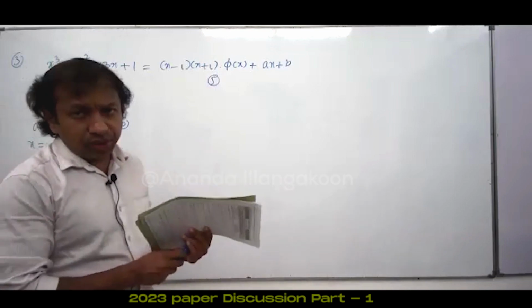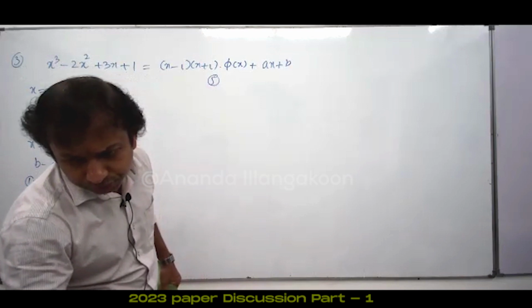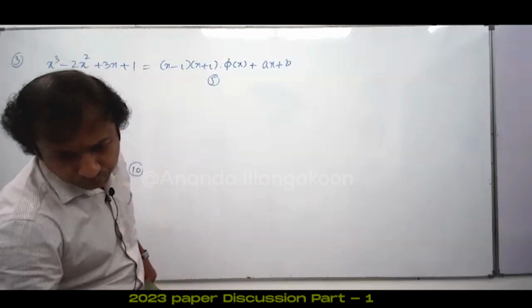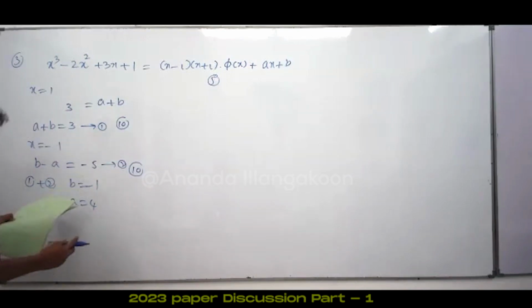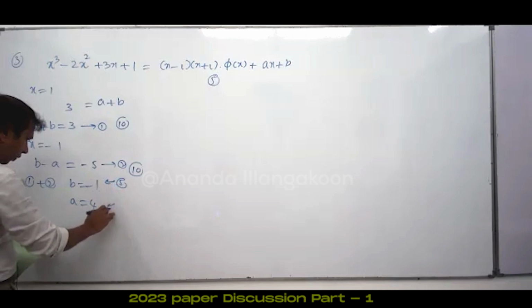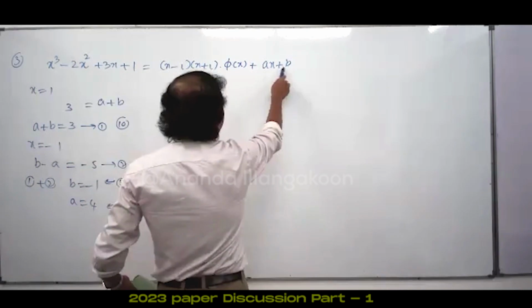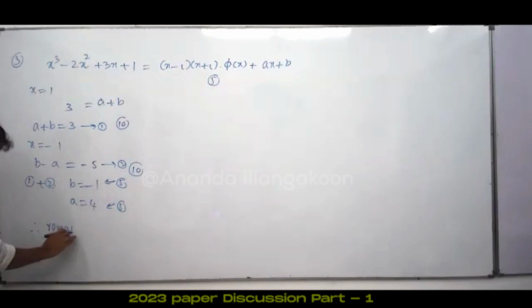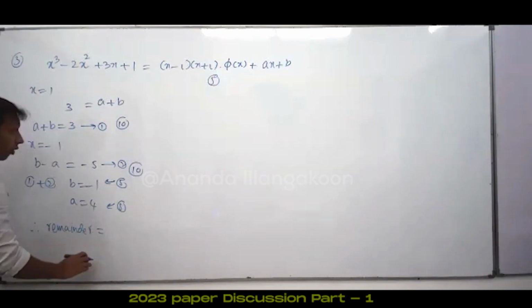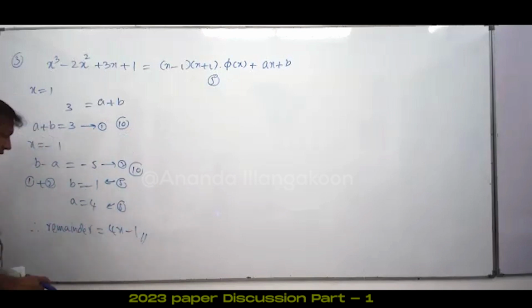Right? So it is not compulsory to use this method, right? So then for each 5 marks here, 5 marks. Then remainder you can write substituting for a and b. Therefore, the remainder: ax plus b, a is 4, 4x minus 1 is the remainder. Right.